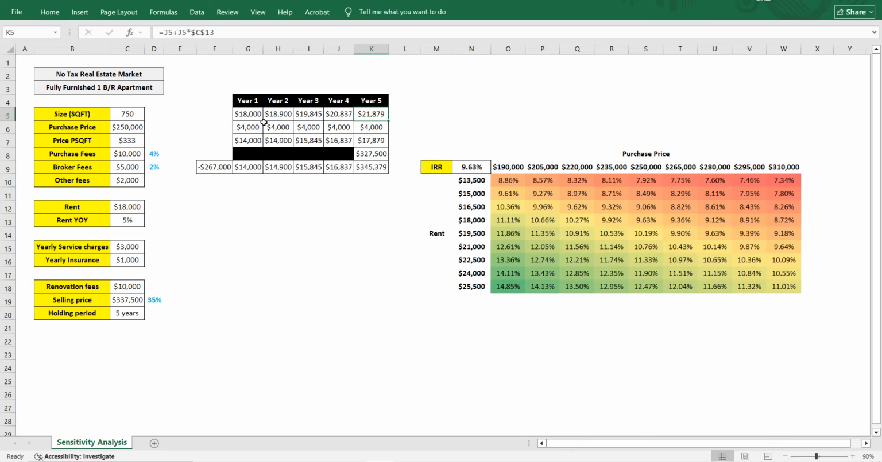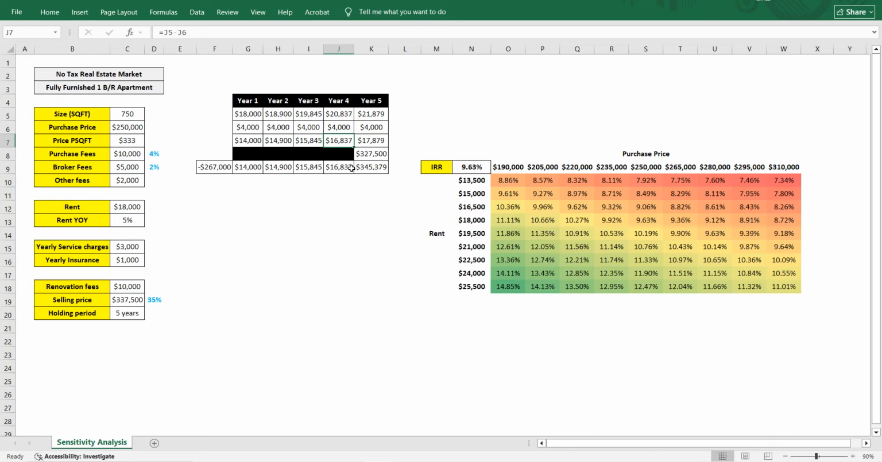Then we have said we'll have yearly service charges and insurance, so it will be 3,000 plus 1,000. It will be fixed for the 5 years, so every year we'll have 4,000, 4,000, 4,000, 4,000, and 4,000. And the net rent per year will be the gross rent minus service charges and insurance for each year. So here we have the net rent.